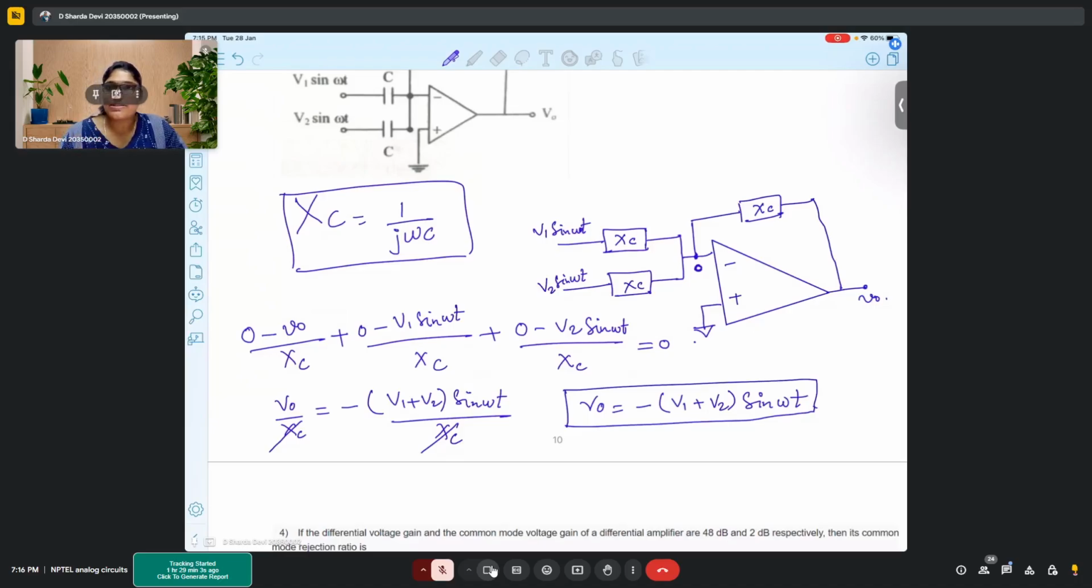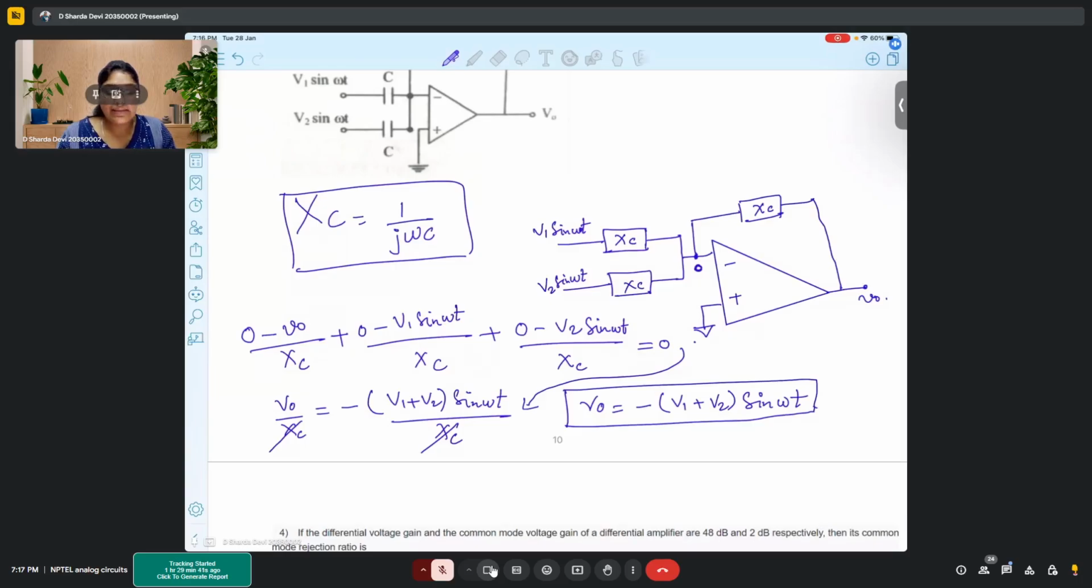Ma'am, V naught must be minus, right, ma'am? Why V naught must be minus? Ma'am, there we write 0 minus V naught by XC. Yeah, I have shifted it to the other side, no? When you take it to the other side, your sign changes, right? Okay, got it ma'am, got it.